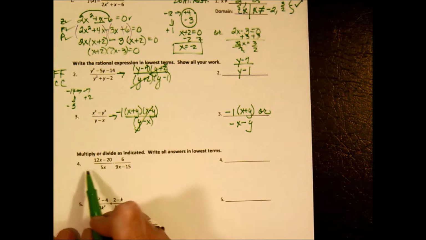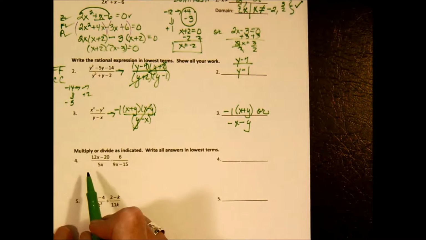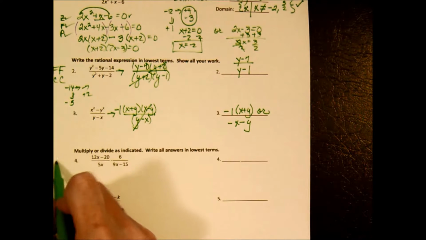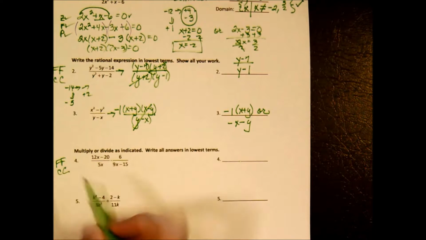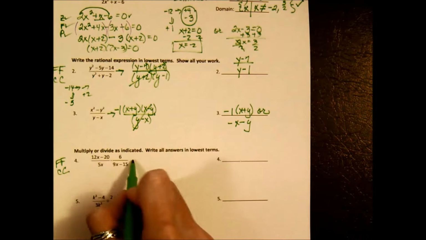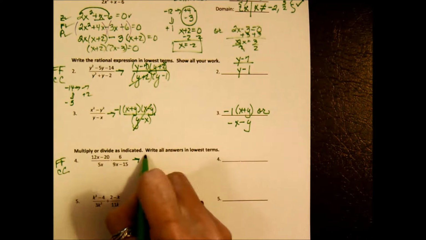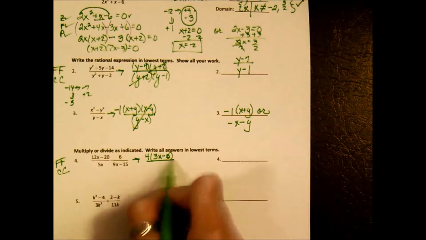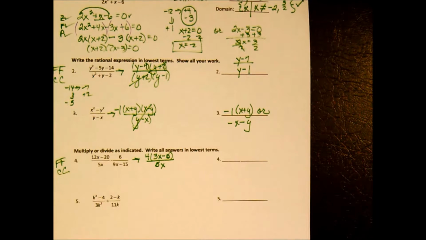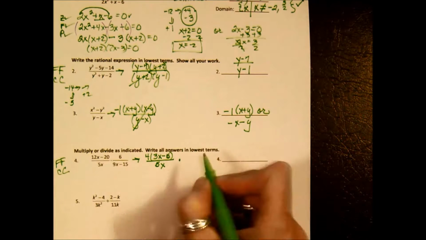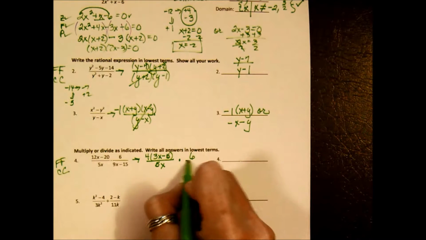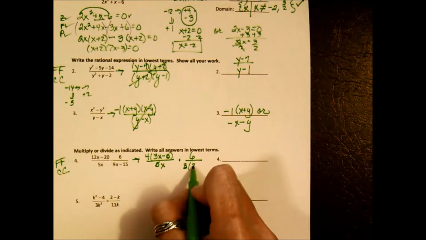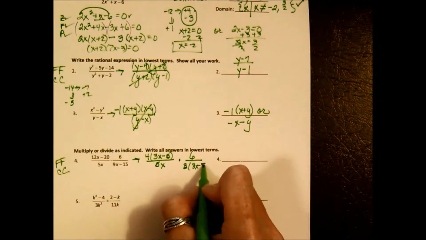All right, let's look at example 4. Here we're going to use the same principle, but then we're going to multiply or divide what's left. So again, you have to factor first before you can cross cancel. Looking at my first numerator, I can factor out a 4, and I'm left with 3x minus 5 over 5x, which can't be factored, so it's good to go as is. The 6 is just as it is, over 9x minus 15. I'm going to factor out a 3, and that leaves me with 3x minus 5.